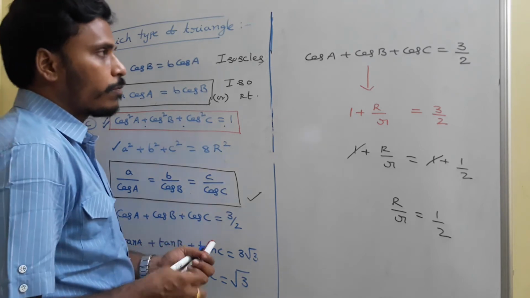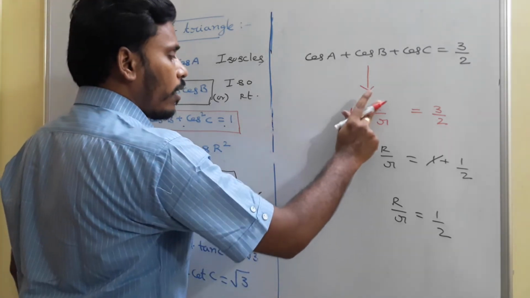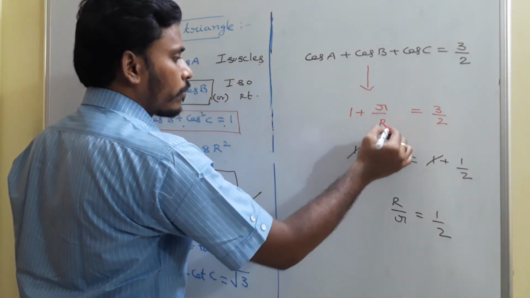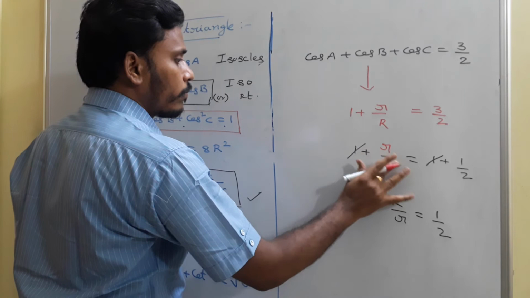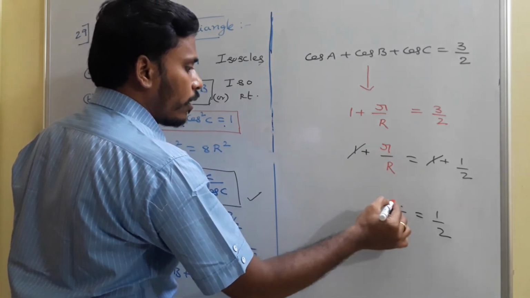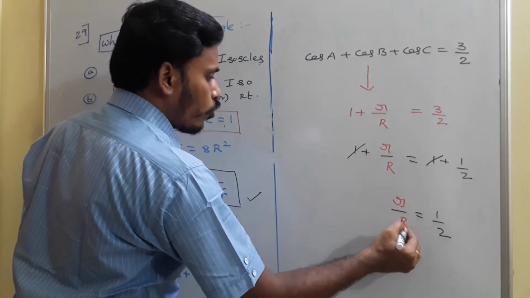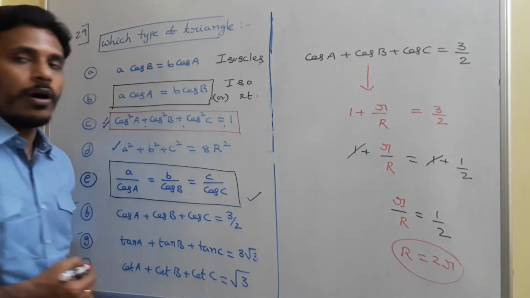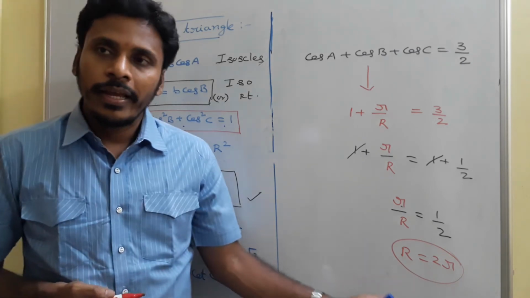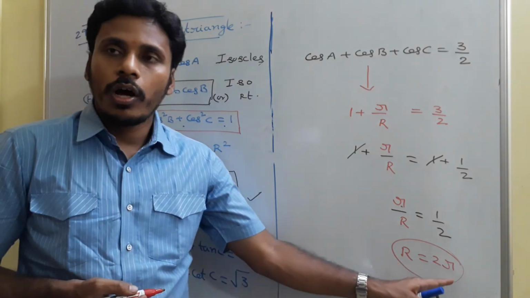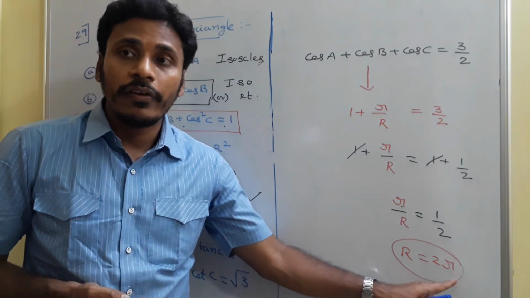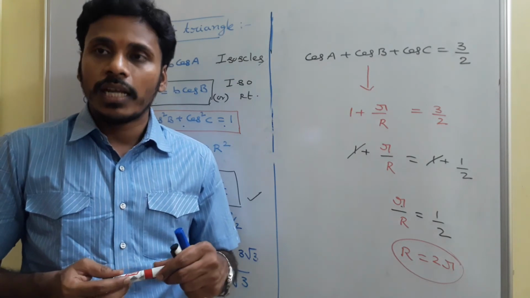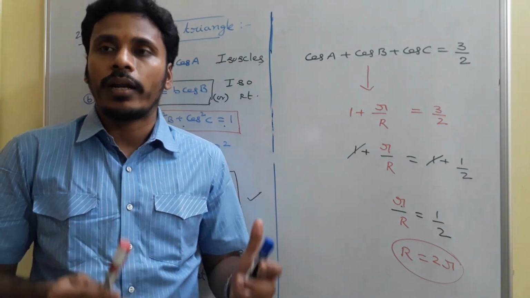So just a small change. Cos A plus cos B plus cos C is nothing but 1 plus small r by capital R. I need to write here small r by capital R. And if you cross multiply it, you will get that capital R is equal to 2 times small r. Pay your attention to this. Capital R is the circumradius, small r is the inradius, and double of the inradius is the circumradius, and it is true only in an equilateral triangle.